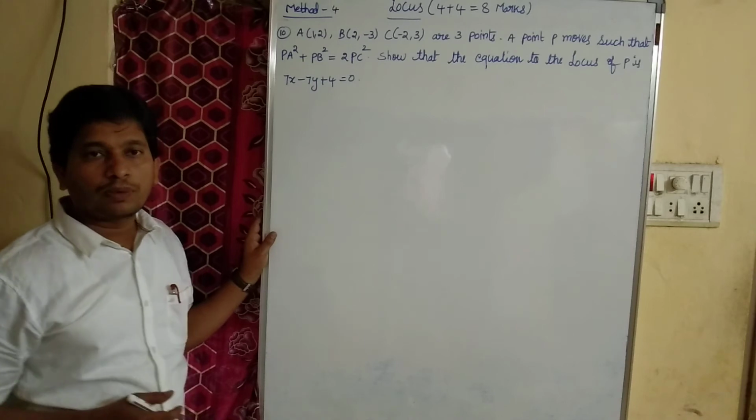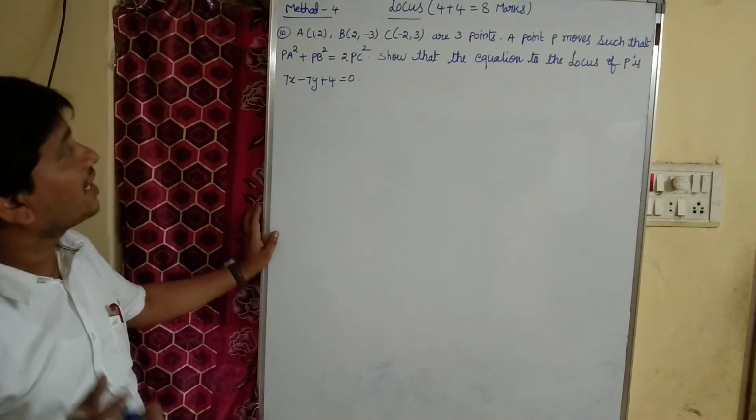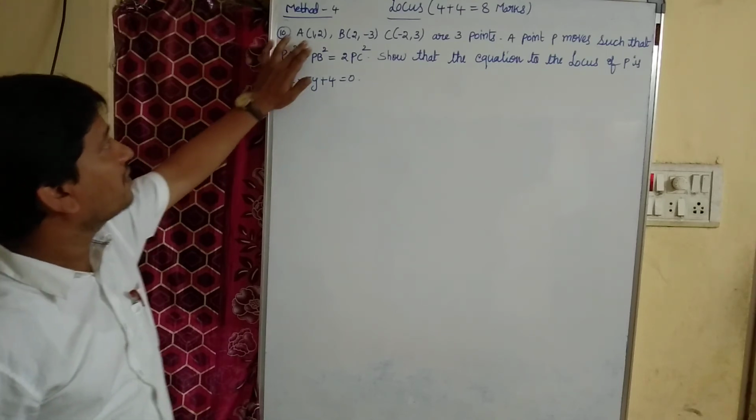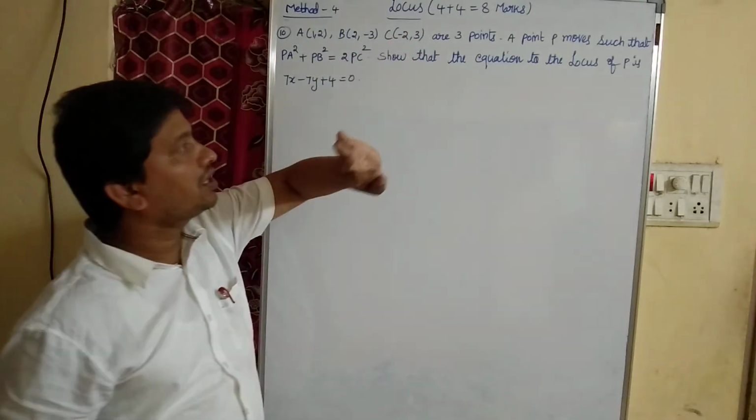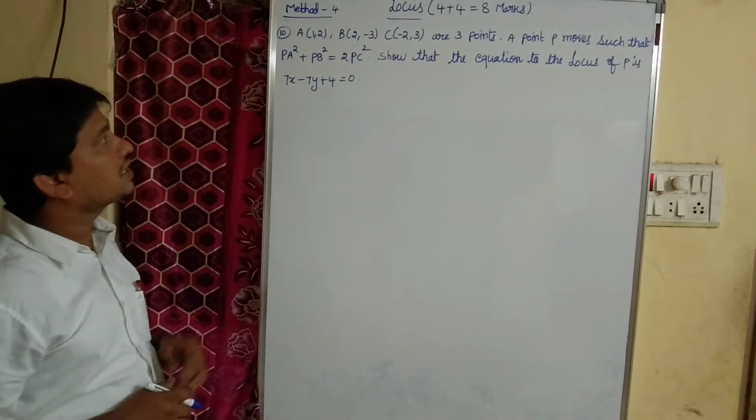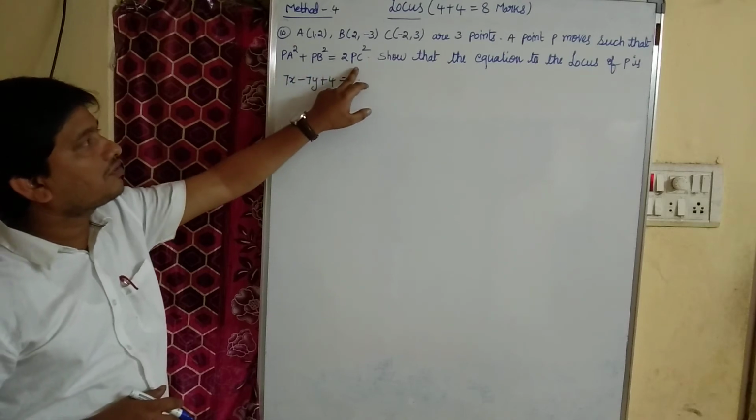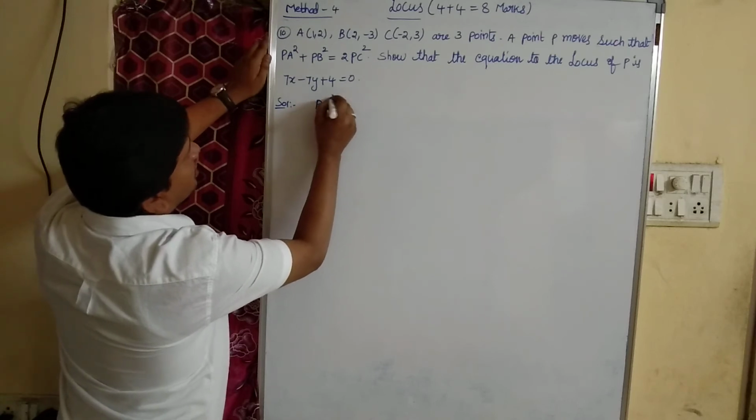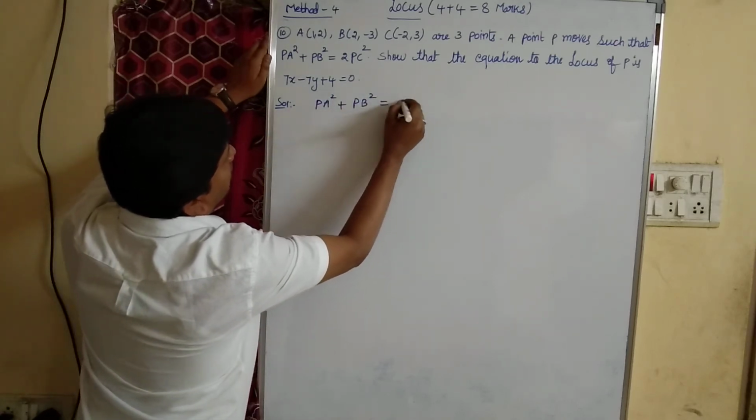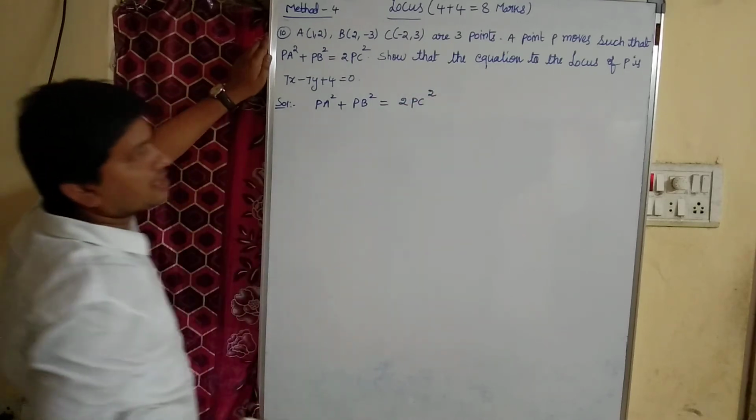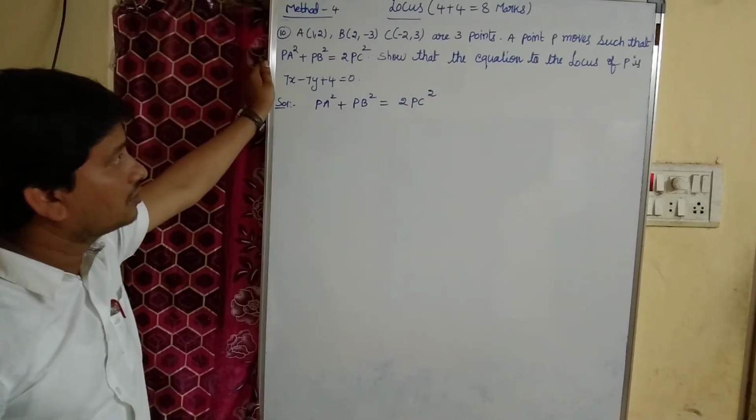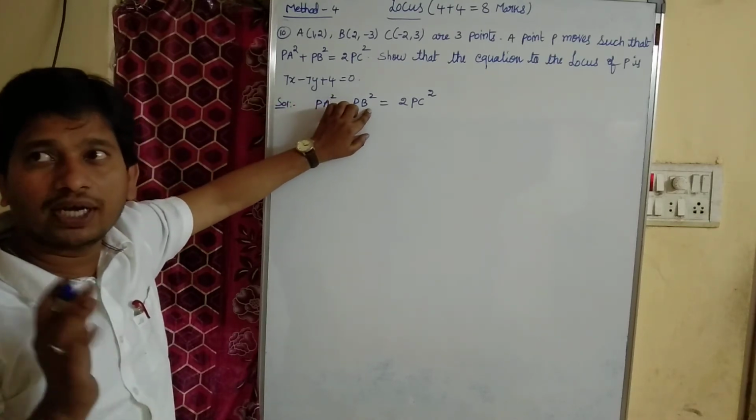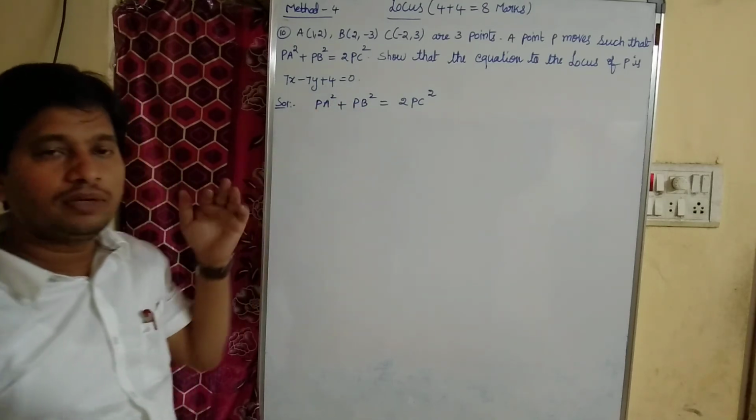Now coming to problem number 10, they are asking like this also. The problems directly give the condition also. A is given, B is given, C is given. They are the 3 points. A point P moves such that PA square plus PB square equals 2 PC square. What is the condition? The given condition is PA square plus PB square is equal to 2 PC square. Right? PA means the distance between P and A, PB means the distance between P and B, and PC means the distance between P and C.